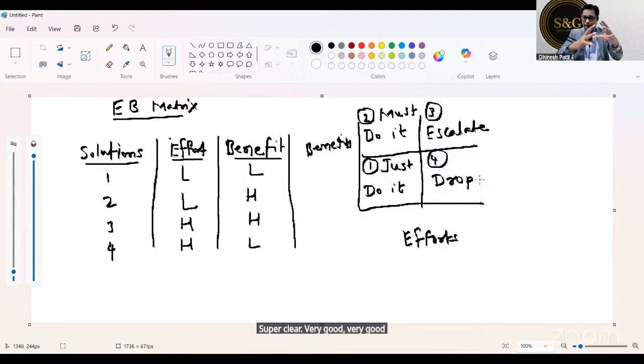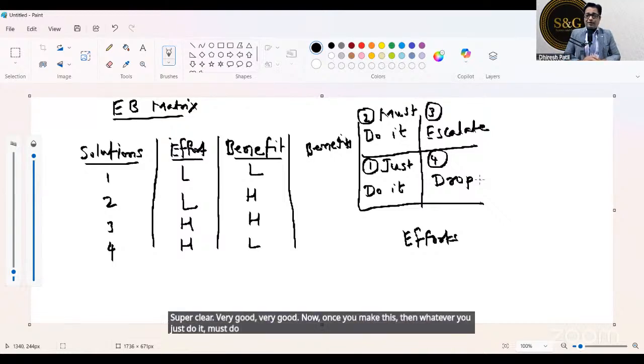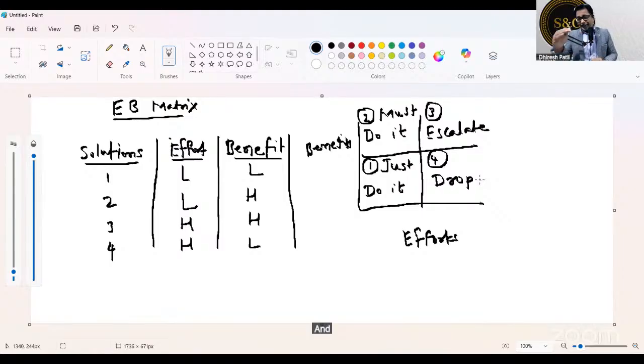Now, once you make this, then whatever is just do it, must do it, and after approval of escalation, you make an action plan and start implementing the solutions, and that's where you start getting the results. And once you start getting the results, that's where your control phase comes into the picture.